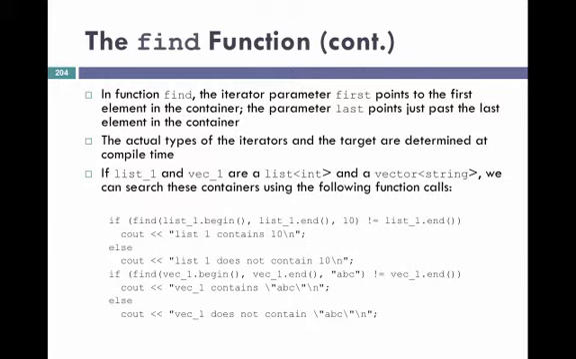Now in function find, the iterator parameter first points to the first element in the container and last points just past the last one. And the actual types of the iterators and the target are determined at compile time. So if list1 and vector1 are a list and a vector respectively, we could search these containers using the following function calls. So here's using lists, begin and end. We can output, if we find a 10, then list1 contains a 10, otherwise list1 doesn't contain a 10. And here's a find function for the vector to see if we can find ABC. And it either finds it or it doesn't.